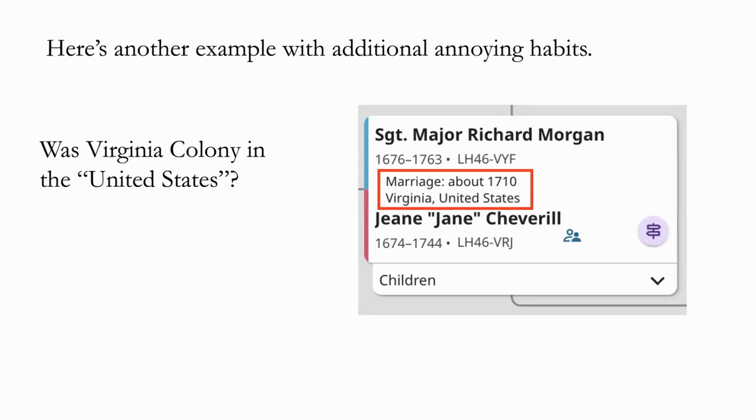When it didn't exist, it wasn't really even an idea back then. If anybody thought about it, it wasn't something that was going to happen very soon. And so the question is, was Virginia in the United States? And the answer is no. And so why do we have the United States there?